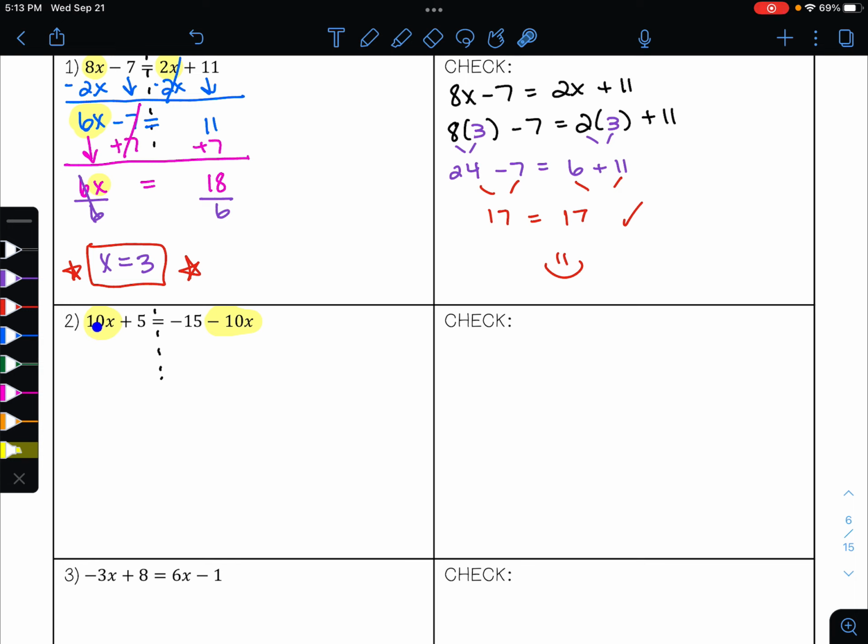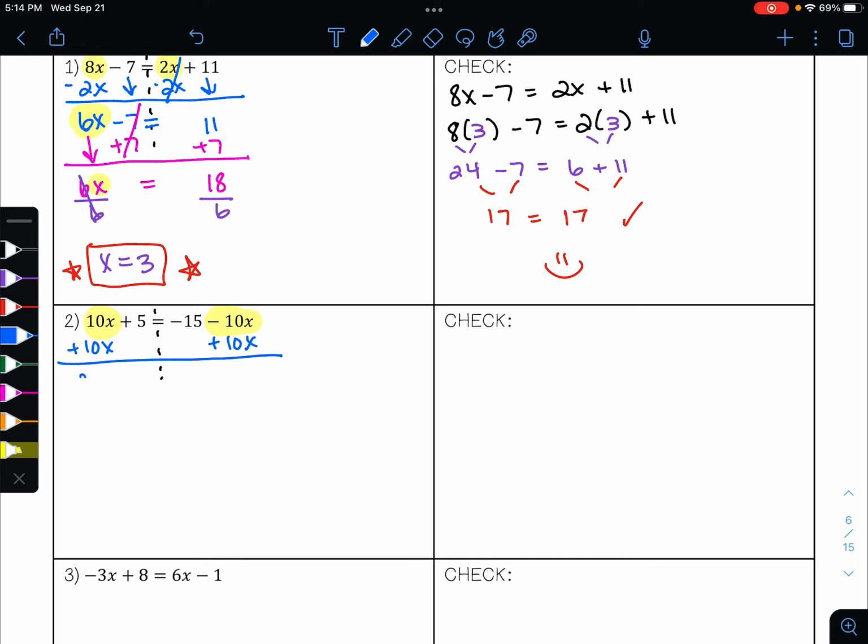You could either choose to subtract this 10x and bring it over here, or you could choose to add this 10x and bring it over here. And that's what I'm going to choose to do. This 10x is negative, so to move it to the other side, I will have to add it.